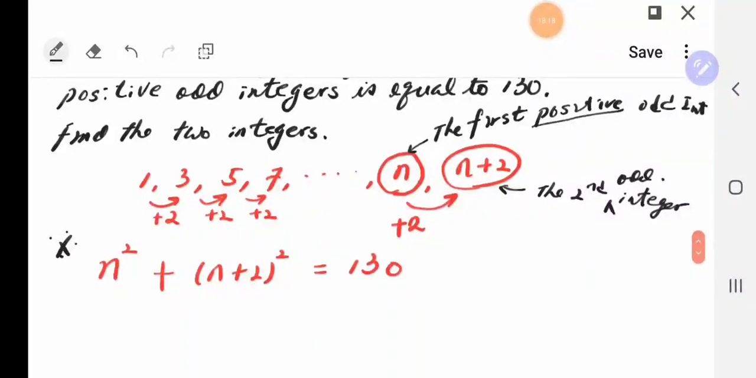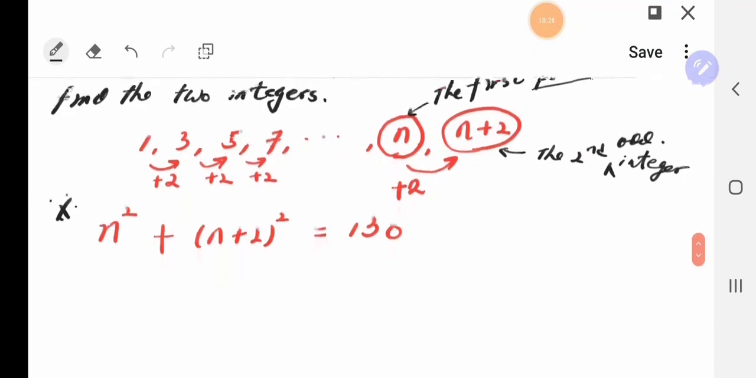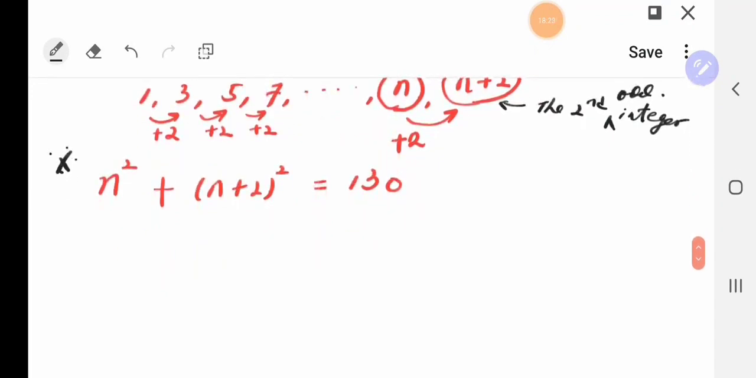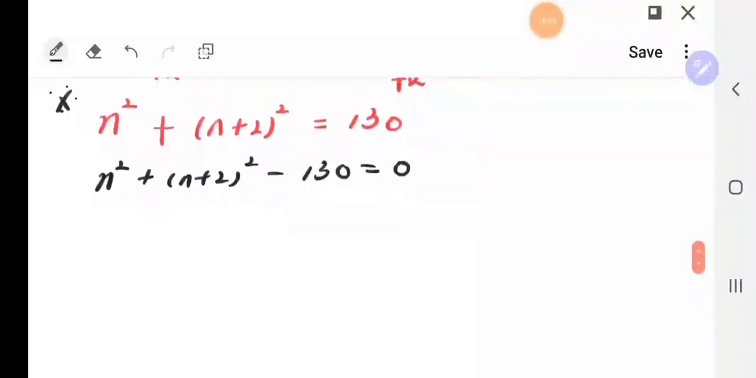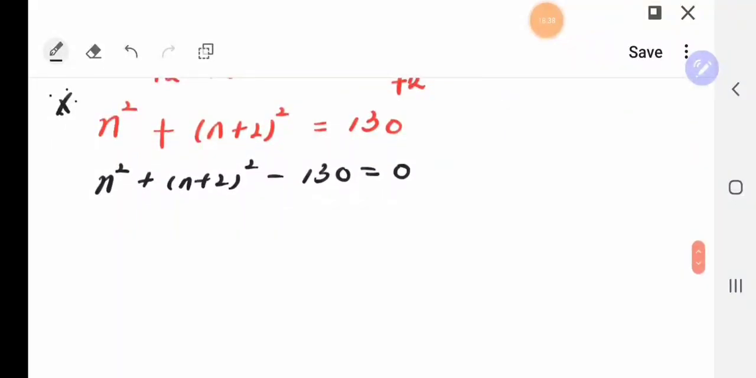So from this equation, let's solve for n. In order to solve this, we have to do what? Collect all the terms to the left, and then factor the left-hand side of the equation. The right side of the equation is always 0.